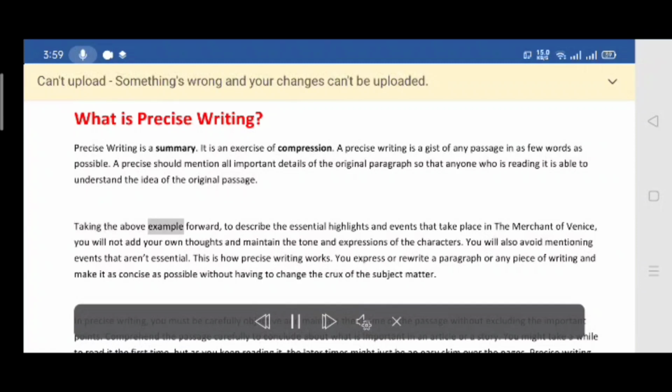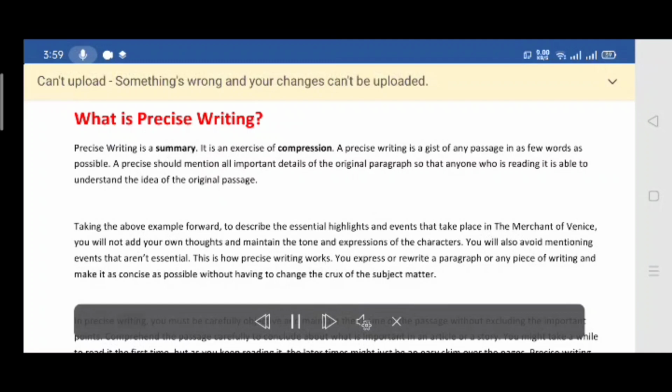Taking the above example forward, to describe the essential highlights and events that take place in The Merchant of Venice, you will not add your own thoughts and maintain the tone and expressions of the characters. You will also avoid mentioning events that aren't essential. This is how précis writing works. You express or rewrite a paragraph or any piece of writing and make it as concise as possible without having to change the crux of the subject matter.